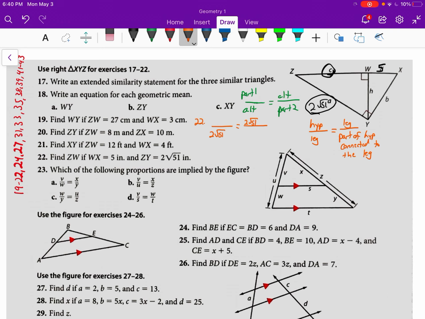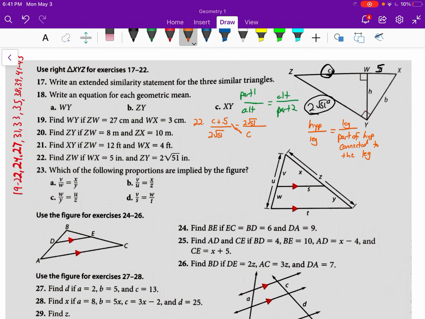goes here and here, because it's the geometric mean between the hypotenuse, which is C plus 5. That's the whole thing, C plus 5. And part of the hypotenuse connected to the leg, which is just C. All right, so we need to cross multiply.